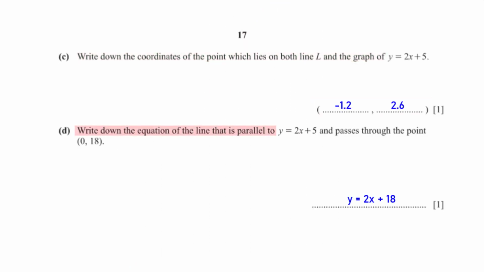Write down the equation of the line that is parallel to y equals 2x plus 5 and passes through the point 0, 18. The line y equals 2x plus 5 has been expressed in the form y equals mx plus c. So the coefficient of the x term, which is 2, is the gradient of the line. If the line is parallel to this, then the gradient of the line is also 2. We've been given the y value on the y-axis through which the line passes, which is 18. So the equation of the line is y equals 2x plus 18.